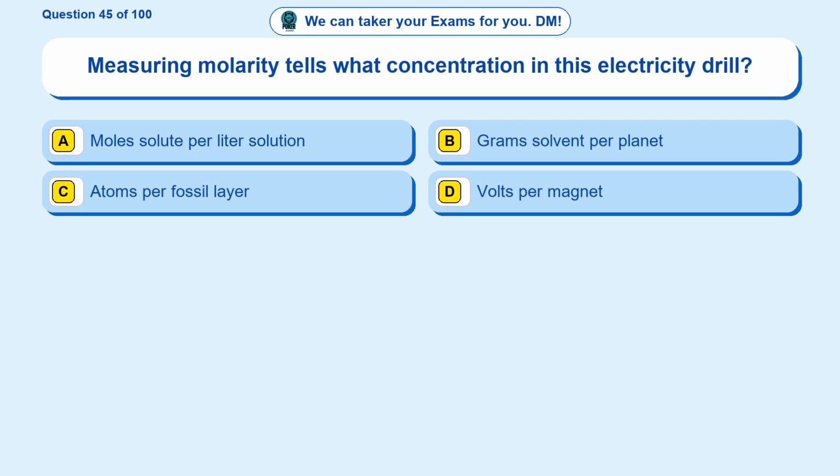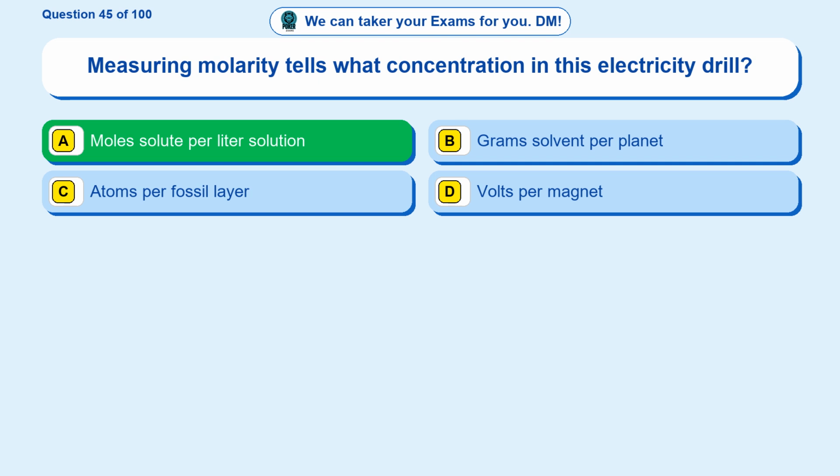Question 45. Measuring molarity tells what concentration in this electricity drill? Option A, mole solute per liter solution. Option B, gram solvent per planet. Option C, atoms per fossil layer. Option D, volts per magnet. The correct answer is option A, mole solute per liter solution.